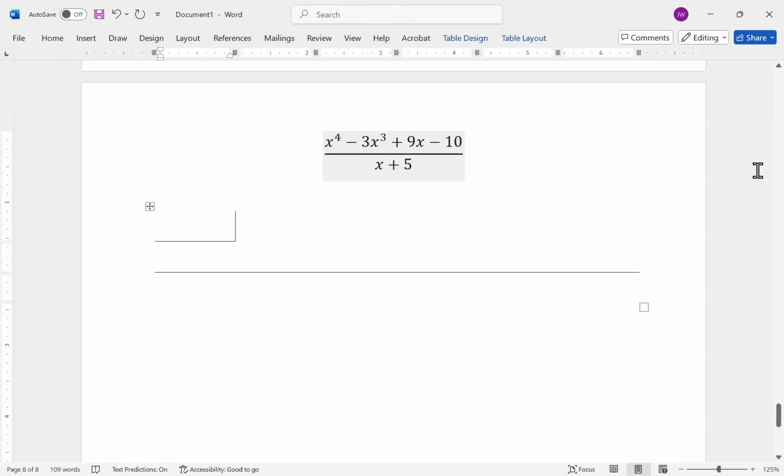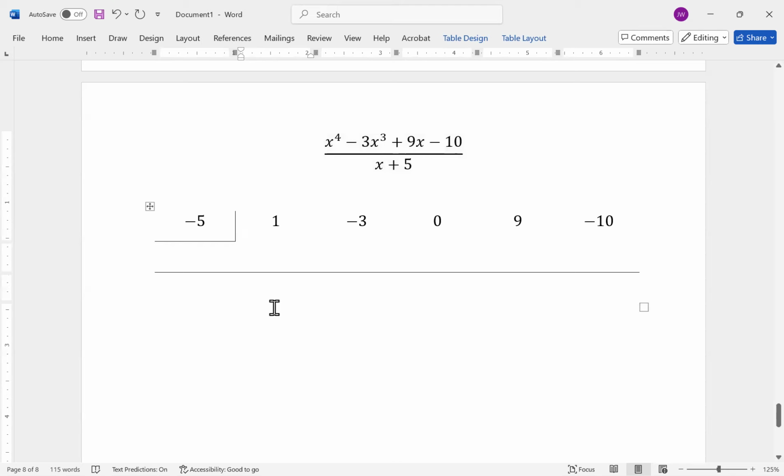All right, let's start with the synthetic division. In this upper left-hand box, I'll put a -5 because we have an x plus 5 in the denominator. When I write the coefficients, the coefficient of x to the fourth is 1, the coefficient of x to the third is -3, the coefficient of x squared is 0. Be careful on that one. The coefficient of x to the first is 9, and the constant number is -10.